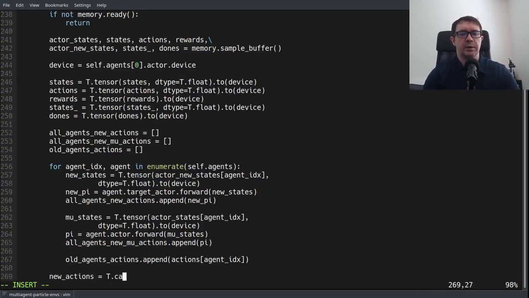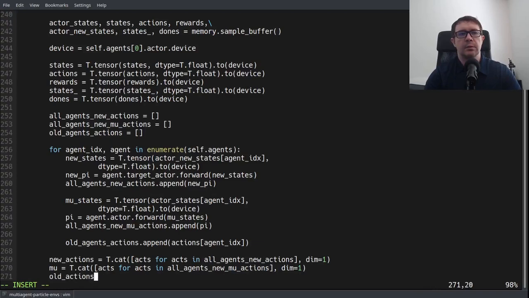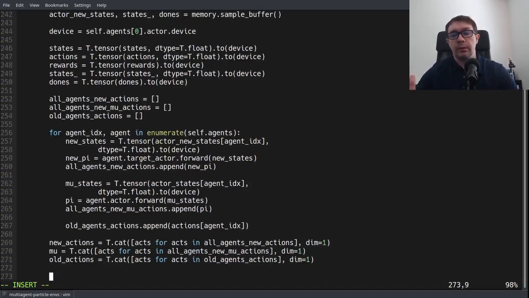So we'll say new actions is t.cat. We want to turn this into something more suitable for inputting into our neural networks, so we're just going to concatenate along the first dimension. T.cat x for x in all agents new mu actions, dim equals 1, and then old actions equals t.cat x for x in old agents actions, dim equals 1. Okay, so we are almost there.